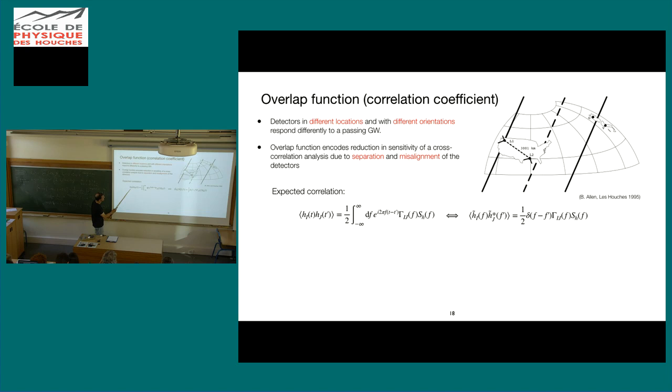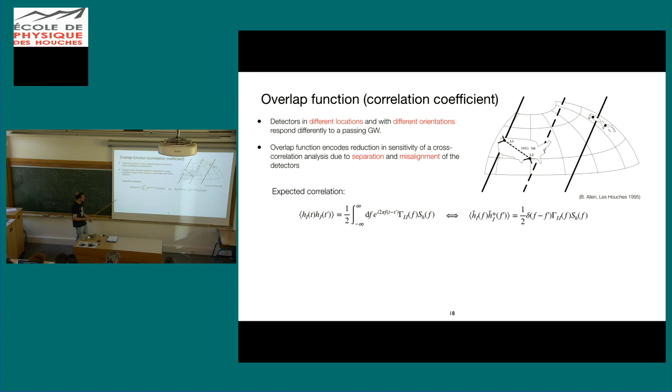Consider the expected correlation between the data from two detectors, where I and J label the detectors. This is the output of detector I, and this is the output of detector J, at times t and t prime respectively. Then we take the expected value of the product, so we correlate the two. What you can show is that in the time domain, you get something like this. S_h(f), remember, is the power in the gravitational wave background.